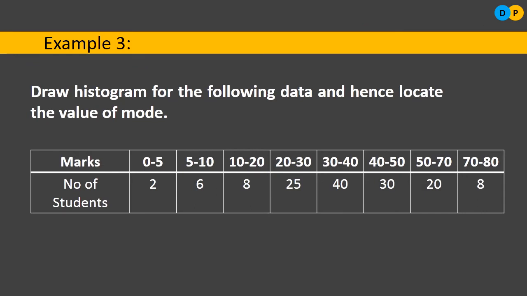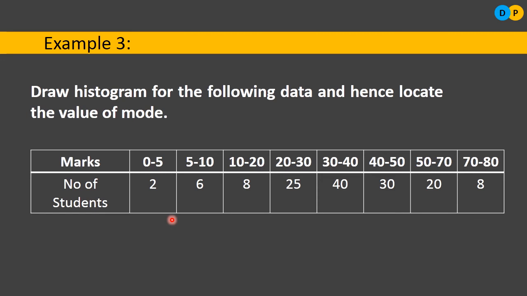Now let us attempt the third problem. Draw a histogram for the following data and hence locate the value of the mode. So we need to locate the value of the mode. If you want to say precisely what the mode is, it is always good to plot the histogram using graph sheets. Only on a graph sheet can we say precisely what the value of Z is.